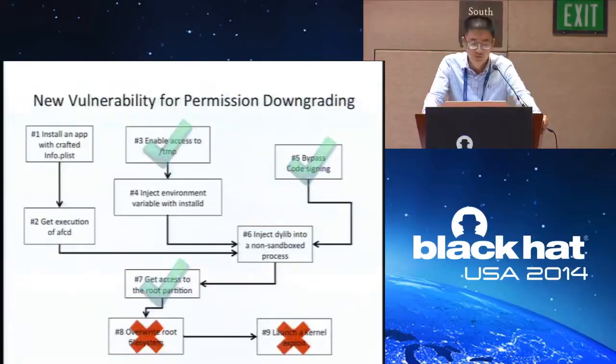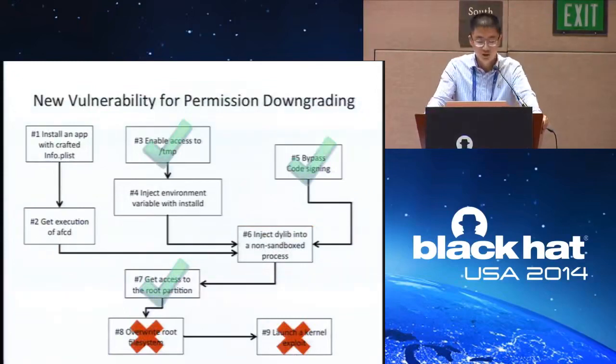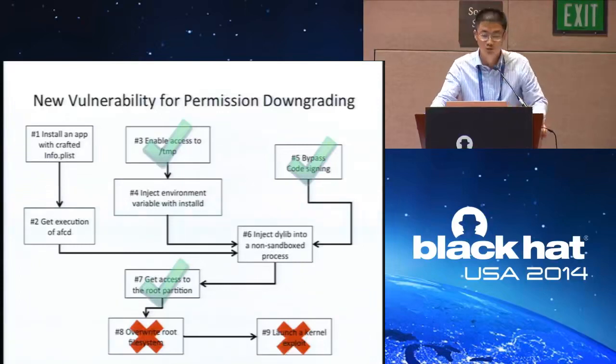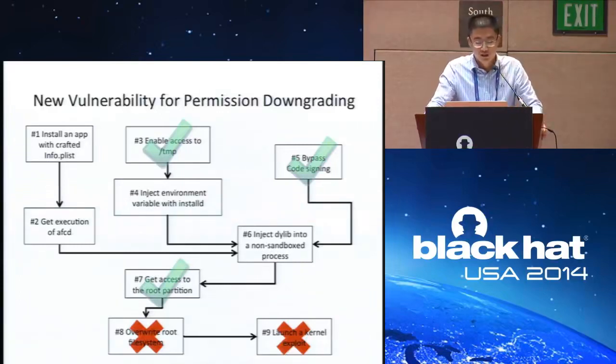And after we find a way to re-enable number 3 and number 5, we can inject our dynamic library into a non-sandbox proxy process. But this process still runs as mobile. We need a way to get access to the root partition.